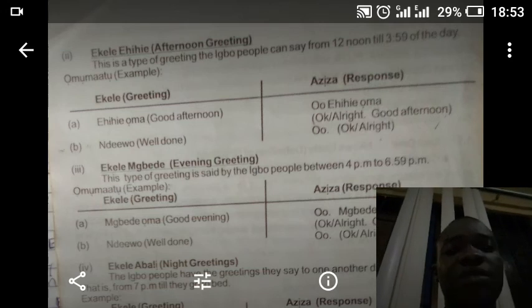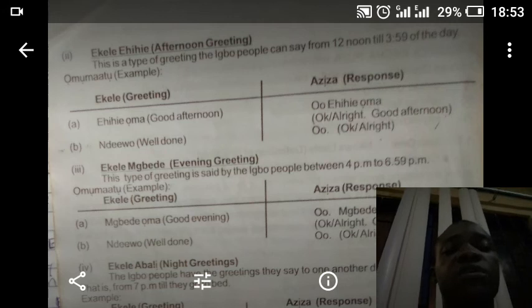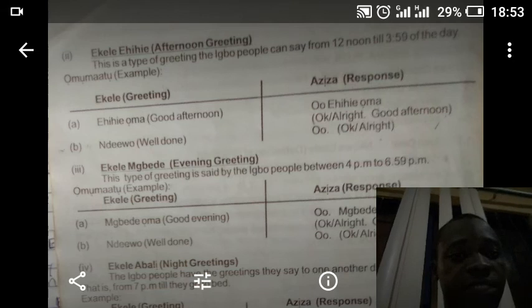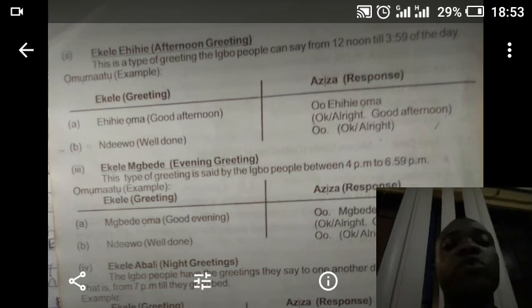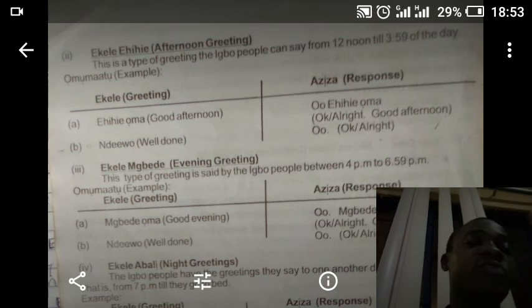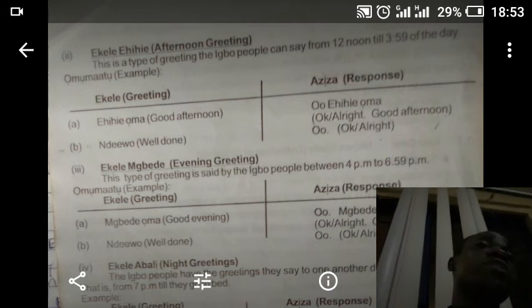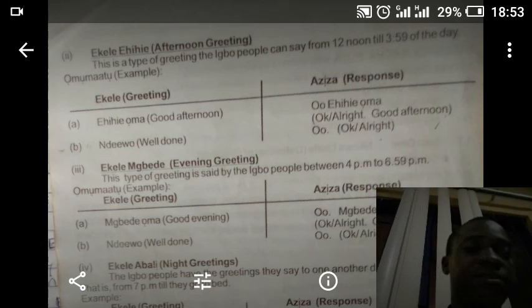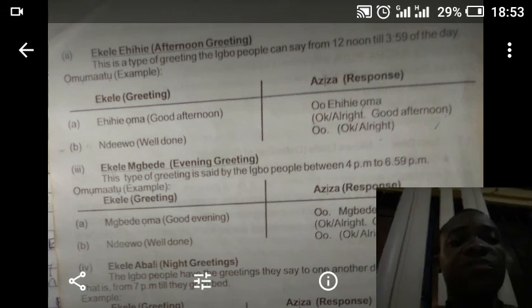Okay, the second way of greeting somebody in the afternoon is ndewo. Yes, you can say that. Ndewo, which is well done. And the person will respond to you, oh, or the person will say okay or all right. So that is a simple thing.